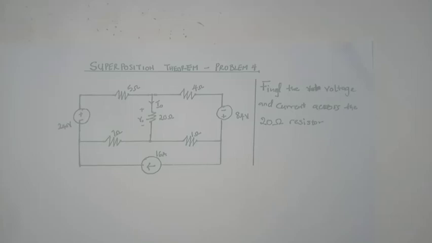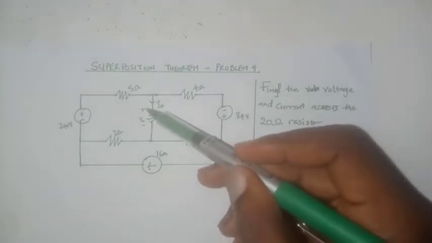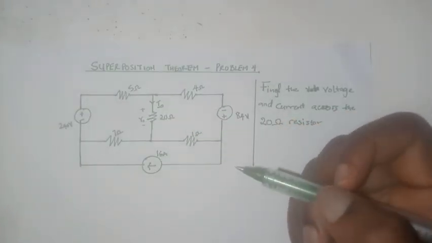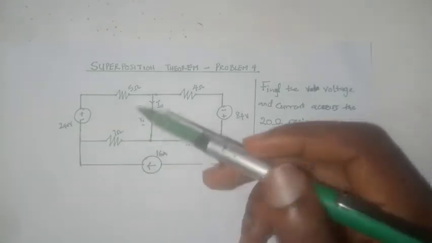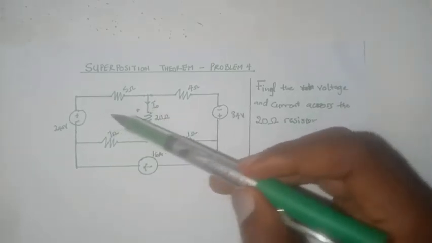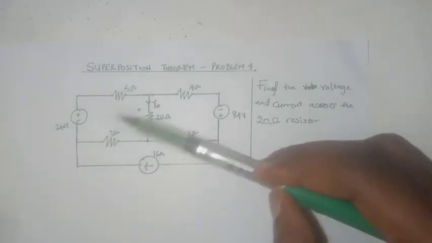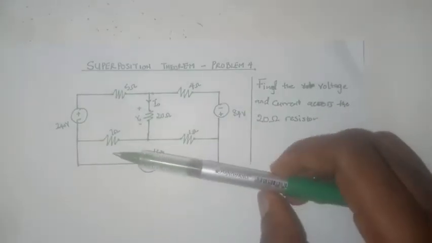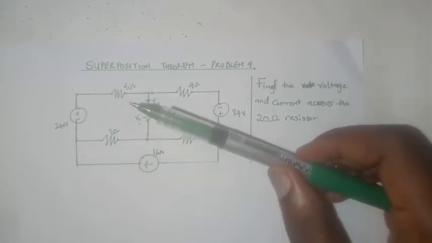Hello and welcome. In this video, our goal is to find the current and voltage drop across the 20 ohm resistor using the superposition theorem. To use the superposition theorem, we consider the effect of each independent voltage or current source on a circuit component when it's acting alone. Then we superpose it with the other sources' effects.